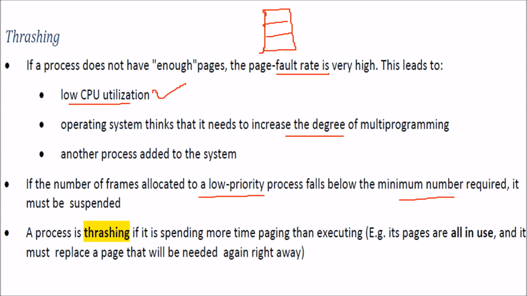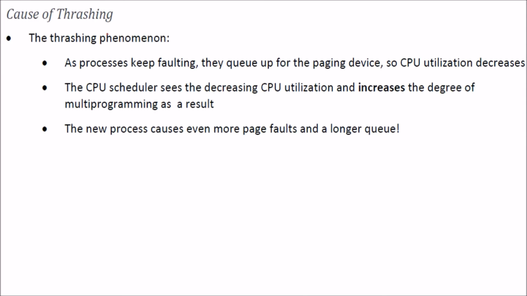So let me explain thrashing again. A process is thrashing if it is spending more time paging than actually executing. The system will see that all pages are in use and that a lot of multi-programming is going on, but actually it is just replacing, putting back and forth, in and out. So this is thrashing. What is the cause of thrashing?